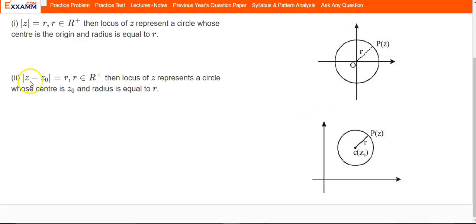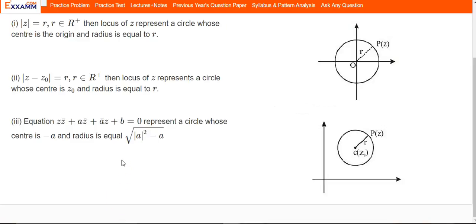If you put z is equal to x plus iy and z0 is equal to p plus iq, then we will get the equation as x minus p whole square plus y minus q whole square is equal to r square. Here r is the radius. Now unlike coordinate geometry, if modulus of z minus z0 is equal to r, then r itself is the radius and not root r. Keep this in mind.